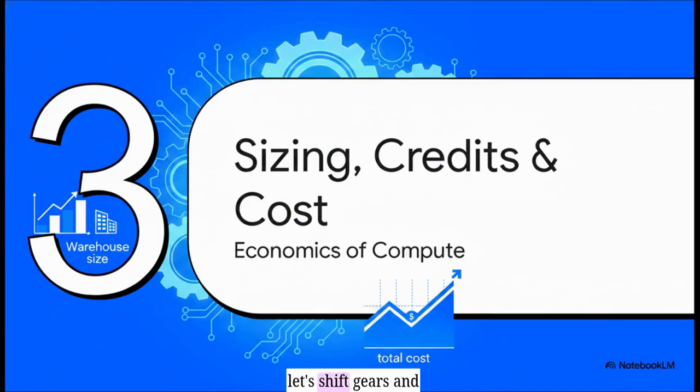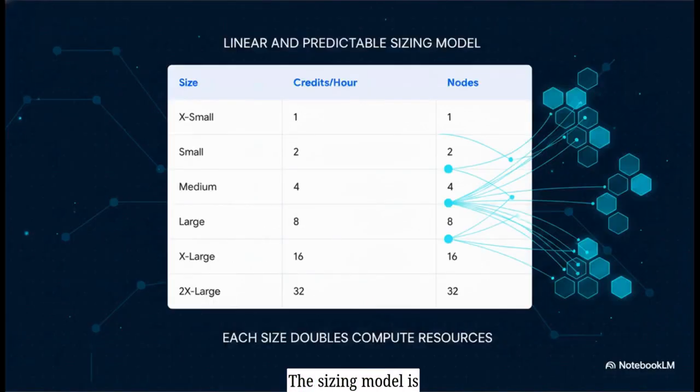All right, let's shift gears and focus on the economics of all this. Understanding that direct relationship between warehouse size, credit consumption, and cost is really fundamental to building a sustainable platform. The sizing model is refreshingly linear and predictable.